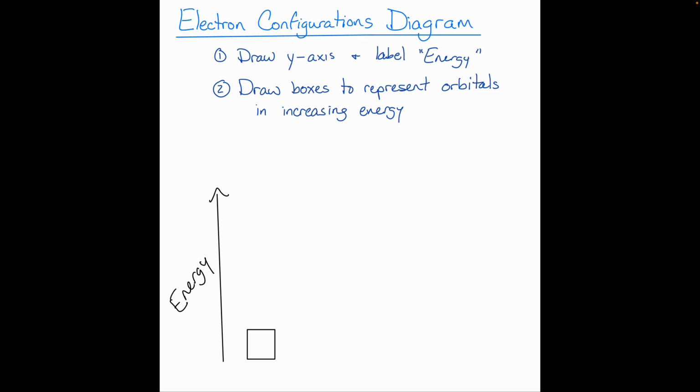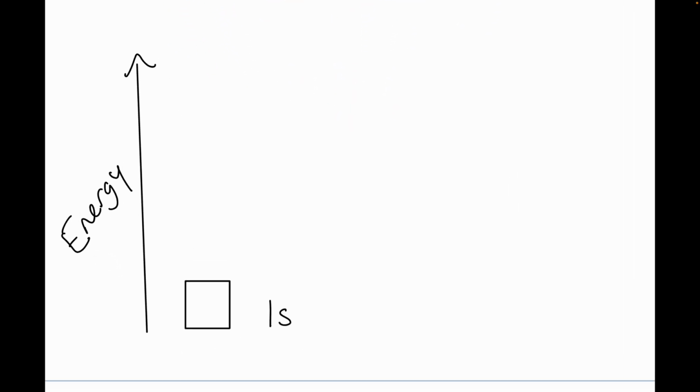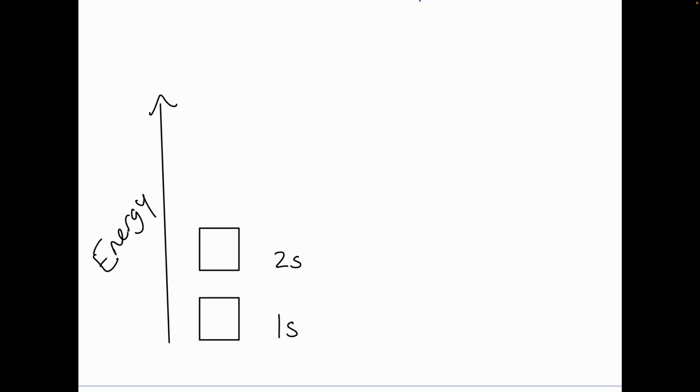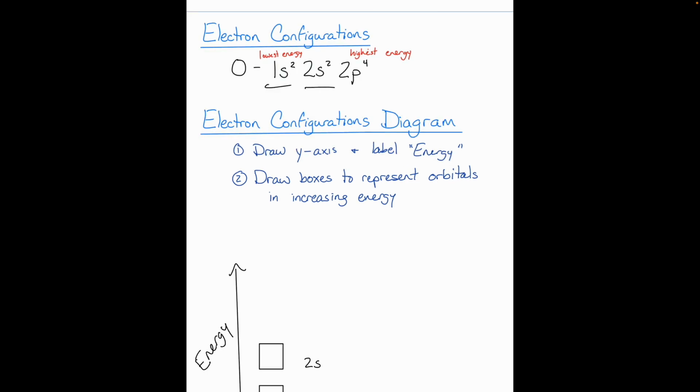All right, and this is going to represent that lowest energy orbital in my electron configuration, my 1s orbital. Okay, I'm going to draw another box that's higher in energy. This is going to represent our 2s orbital, because that was the next one in terms of our increasing order from our electron configuration.